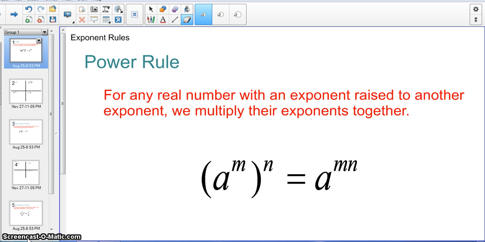So today we're going to go over a few different types of rules. The first rule is called power rule. It says for any real number with an exponent raised to another exponent, we would multiply their exponents together. So for example, this number a has an exponent of m, but it also has another exponent to the n. So what we do is we just multiply these together. So it'd be a to the m times n.